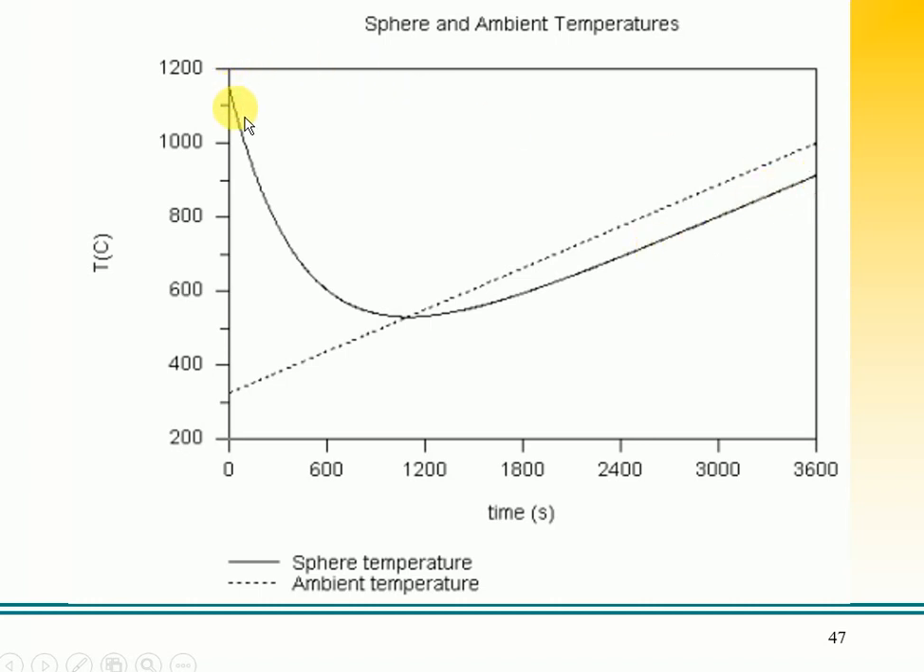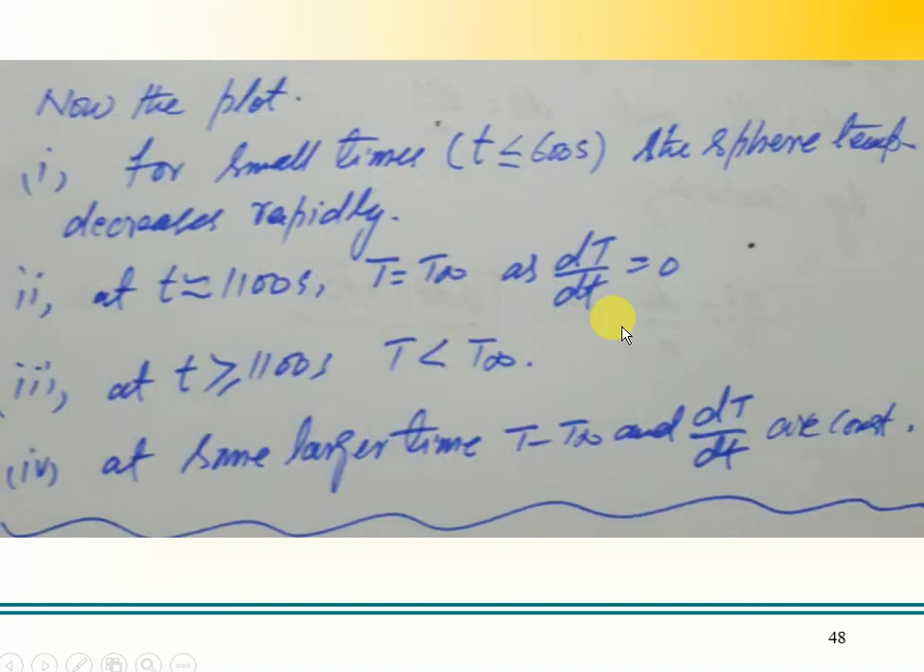So of course initially, which is very clear, the sphere temperature is decreasing rapidly, right? And rapidly until 600, and then it becomes gradually slow, and at 1100 seconds both of them are in equilibrium, and later on the temperature of the ball is lower as compared to the environment, which is very much in reality.